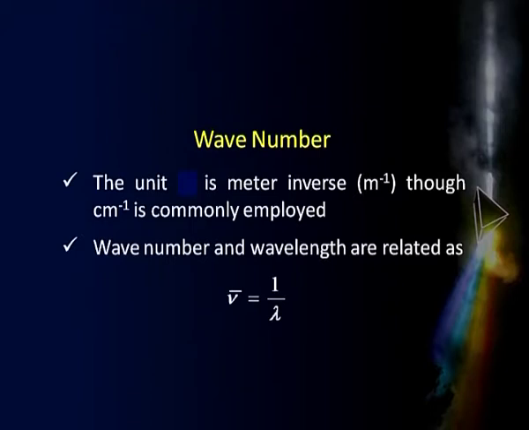Since it is the inverse of wavelength and wavelength is given in meters, the unit for wave number will be meter inverse. Meter inverse is technically the right unit, but centimeter inverse is the most commonly used unit for wave number. Typically in IR spectra we use centimeter inverse, and Raman spectra also use centimeter inverse, and things like that. And I just mentioned that wavelength and wave number are inversely related to each other.